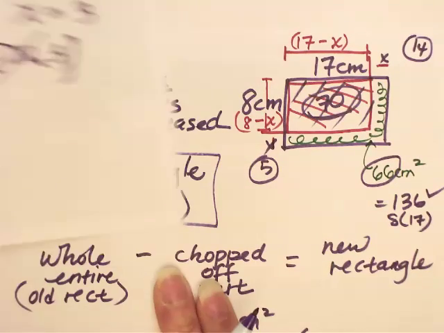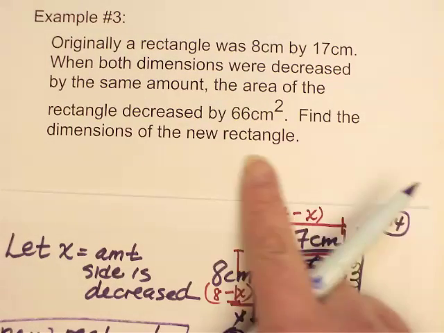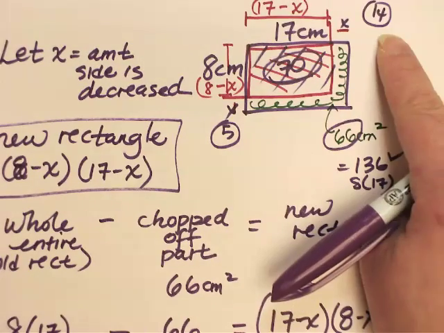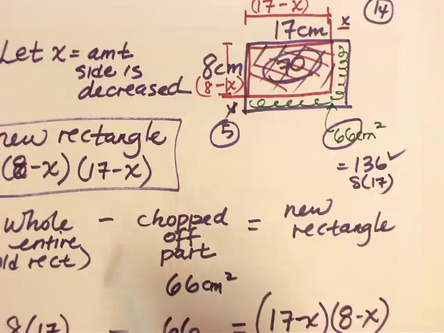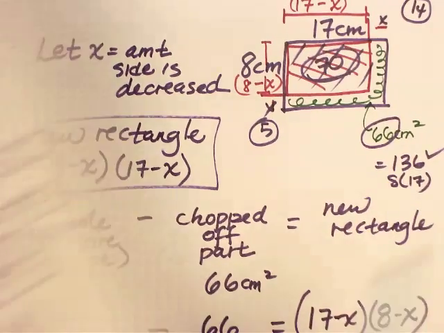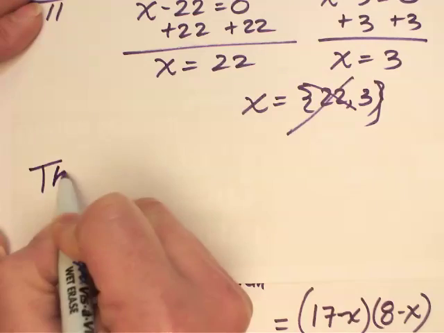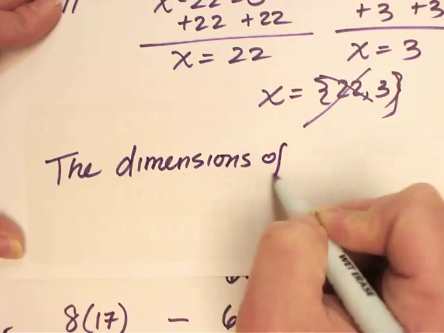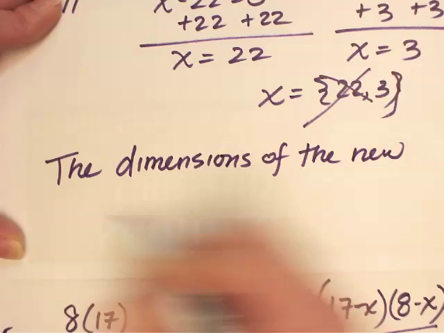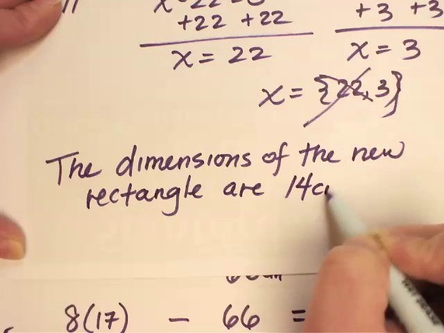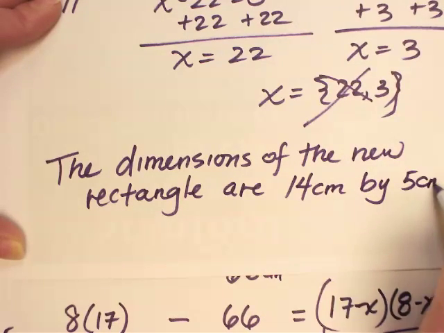Okay? So I'm going to go ahead and now answer the question. The question said, find the dimensions of the new rectangle. So what are the dimensions of my new rectangle? 14 centimeters by 5 centimeters, which I did plug into this, or also noted right here. Okay, so I'm going to answer this. The dimensions of the new rectangle are 14 centimeters by 5 centimeters.